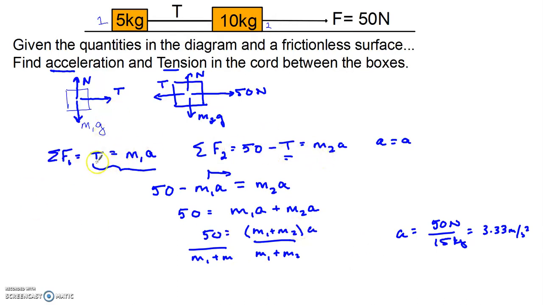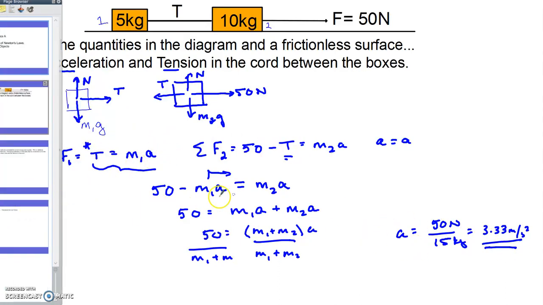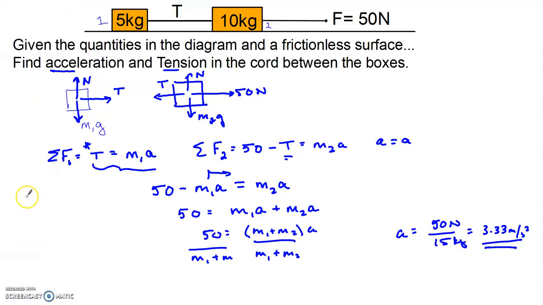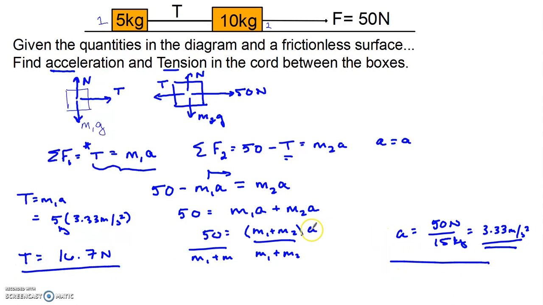And now I need to find the tension. Well, I can use either equation I want to find tension, but the one over here is easier. So now that I know the acceleration, I can say that tension equals M1A, 5 kilograms times 3.33 meters per second squared, and that comes out to be 16.7 newtons. So we have found acceleration, and we have found tension for the system of objects.